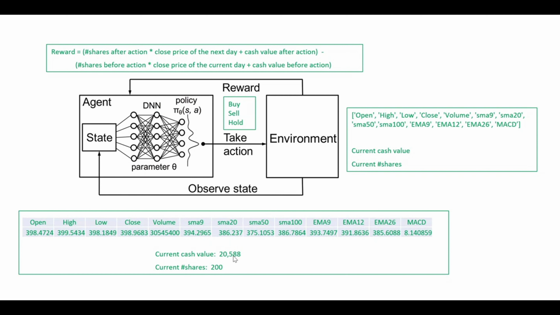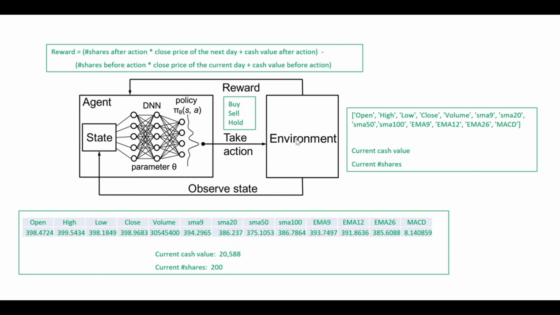And also we will look at the next day's close. And as the next day's close, all these values may change. So for the next day at the close, we have new values for all these, and we have new cash value and new shares. This new cash value and new number of shares are caused by the action that the agent takes: buy, sell, or hold, right? So this action will have an effect on the environment by moving the state of the environment from the current day to next day.